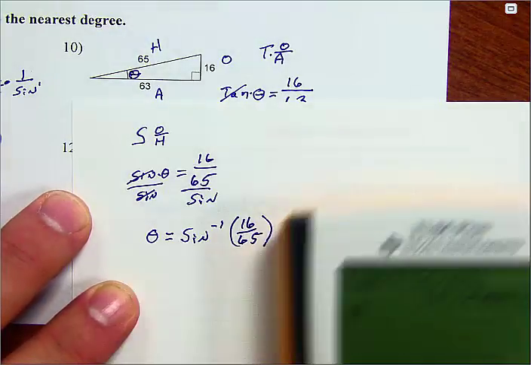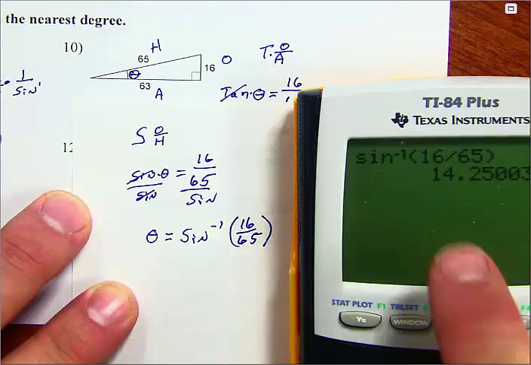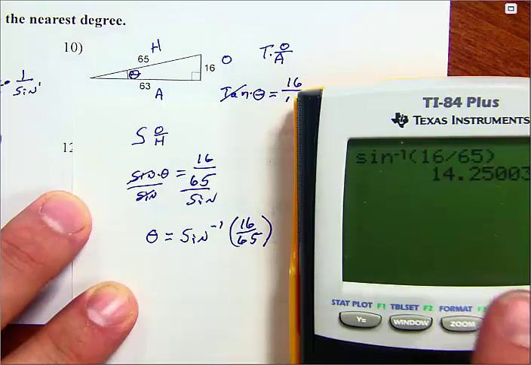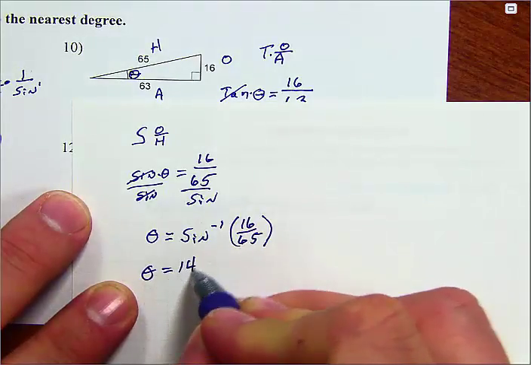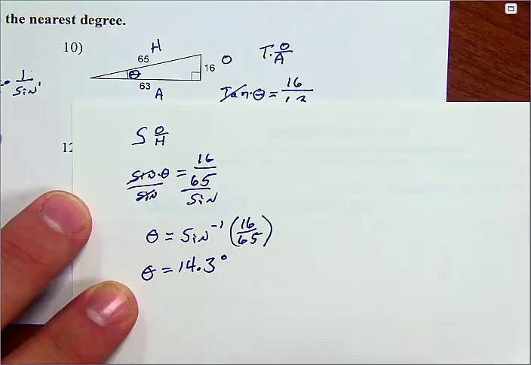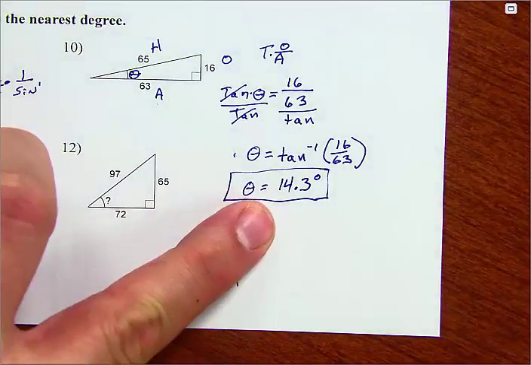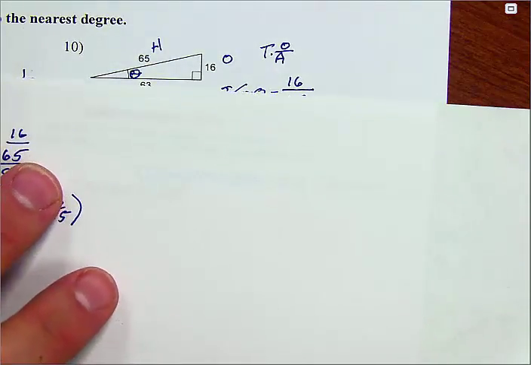So we're going to come in, clear out our calculator. Inverse sine, second sine, 16 divided by 65 equals. Sure enough, I got the same answer. That's that 14.3. So theta would still equal 14.3 degrees. There's only one left. We've done it with tangent and got 14.3. We've done it with sine and got 14.3. So let's do cosine real quick.